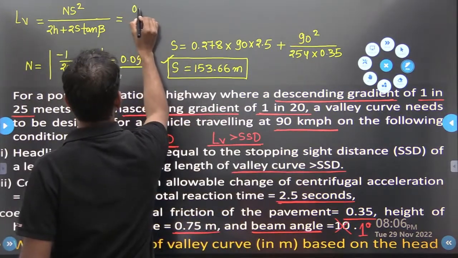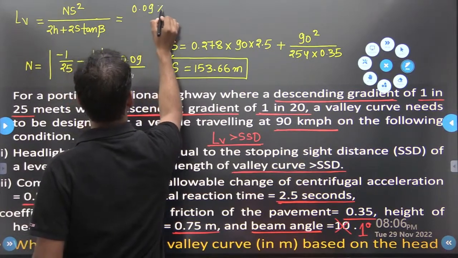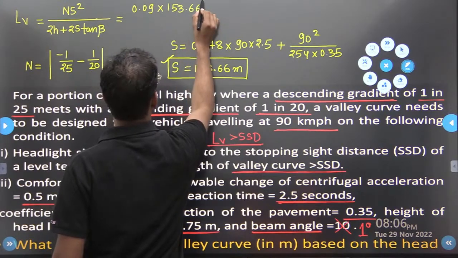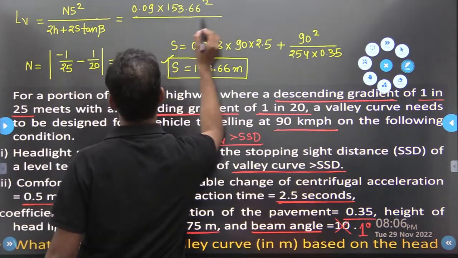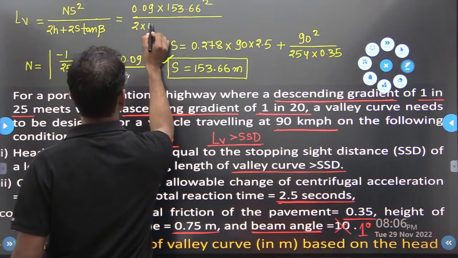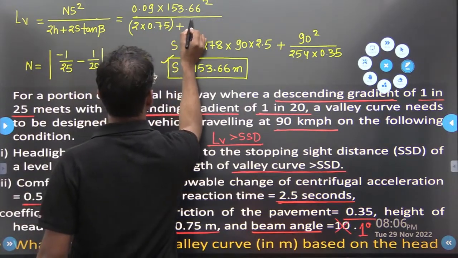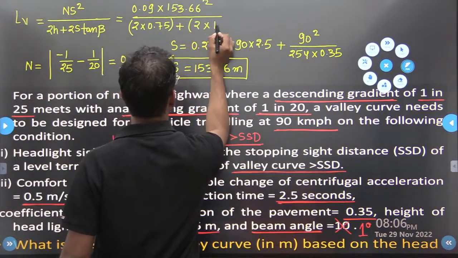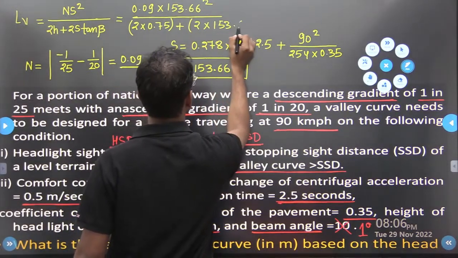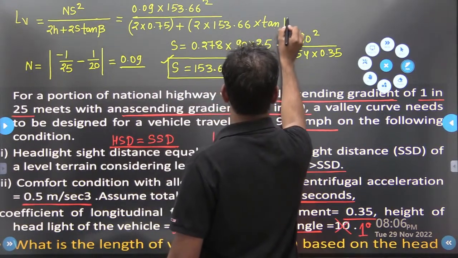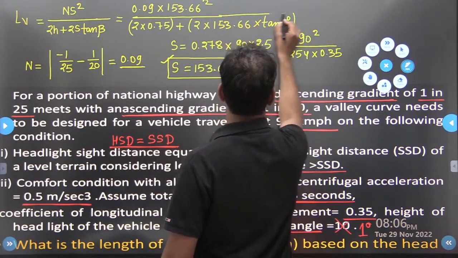So what is the value of N? 0.09 multiplied by 153.66 whole square divided by 2h, h that means 0.75, plus 2S tan beta, that means 2 multiplied by S, that means 153.66 multiplied by tan beta. Beta is already given in the question, it is equal to 1 degree.